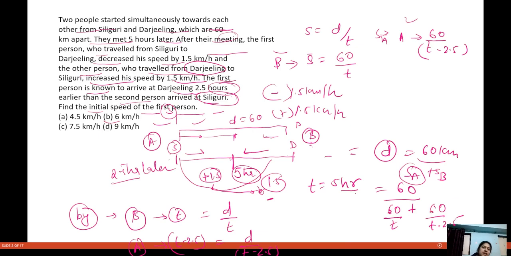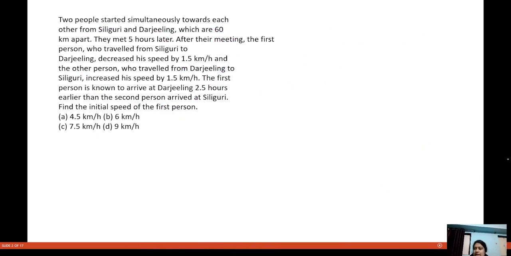From here you can obtain the time. Once you obtain the time, obviously you have the distance. Now you can calculate the distance as well. So let us obtain the time here. So time is equal to 5 hours. Distance traveled is equal to 60 kilometers. Relative velocity is equal to SA plus SB.